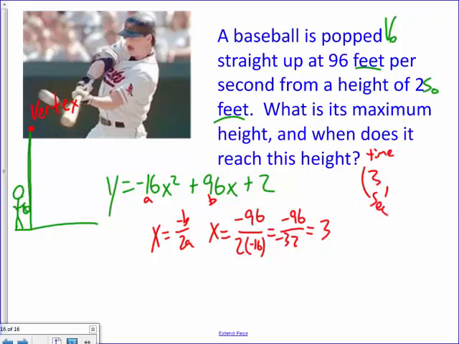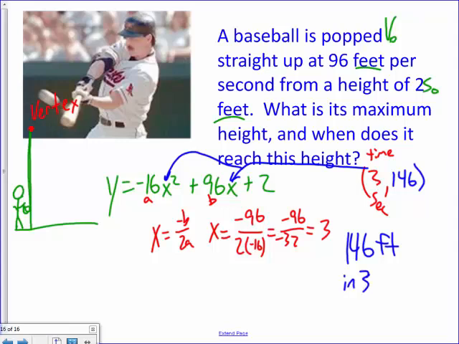So I got to plug that 3 back into my equation here to find how high it was after 3 seconds at maximum height. And we get 146, so 146 feet. And when does it reach this height? After 3 seconds. So there we go, just using that information. I mean, there's lots of things I could have done with this, but knowing that the x value of your vertex is negative b over 2a saves you a lot of time, and we just proved how that works.